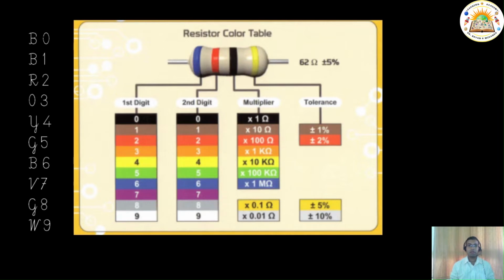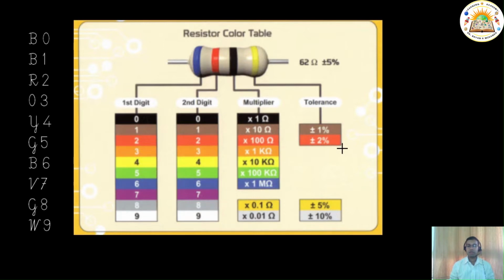There is an anagram that is passed down from student to student, or teacher to student, in order to remember this. The anagram is B.B. Roy of Great Britain had a very good wife. The only thing you have to understand is to differentiate B and B, black and brown, because the sixth one is going to be blue. So first digit, second digit, multiplier, tolerance.